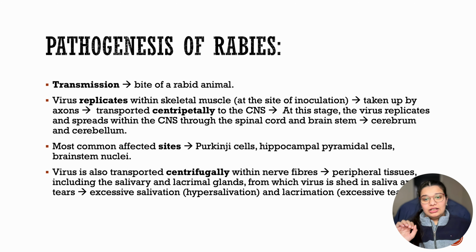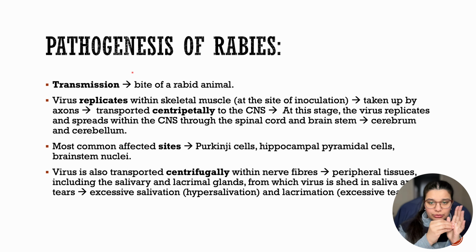A little bit on the rabies pathogenesis. So, how is it transmitted? We all know rabies is transmitted by the bite of a rabid animal. First of all, there's a person, and any animal, specifically a rodent, that is infected by rabies comes and bites the person. So, how is it transmitted? Bite of a rabid animal.